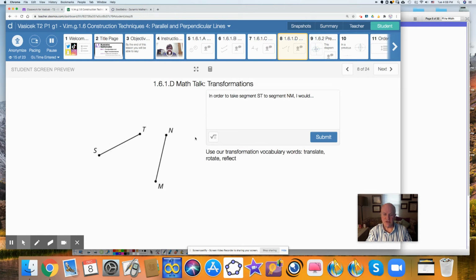And this last one definitely requires at least 2 transformations, rigid motion. You could take this segment and move it by a translation with directed line segment from T to N, so it ends up here. And then you could rotate it so that PS prime ends with M, or you could reflect it across the perpendicular bisector of segment SM. So there's different ways of getting to the same point.